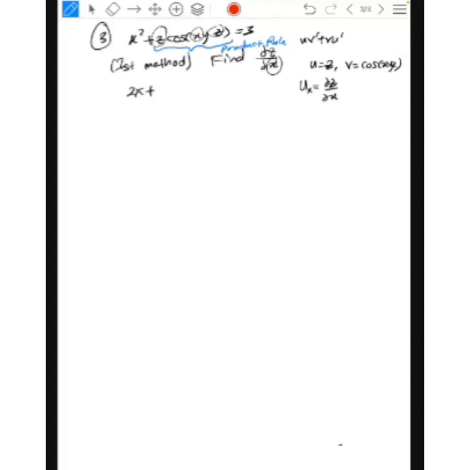Okay, and then v with respect to x, I don't have enough space, so I do it below. V with respect to x will be, before you differentiate xyz, the bracket, you have to differentiate cos. What does cos differentiate to? Negative sine xyz multiplied with the differentiation of the bracket.